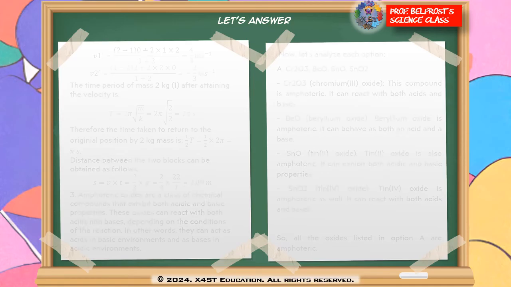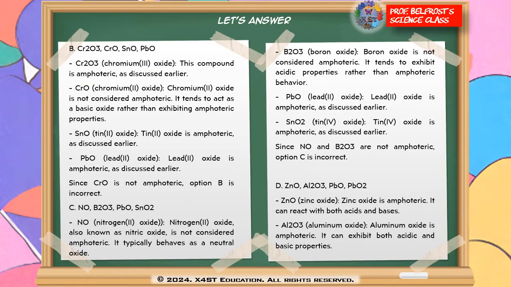How about option B? In option B, we have chromium trioxide. This is amphoteric, as has been discussed in A. How about chromium 2 oxide? Chromium 2 oxide is not amphoteric actually, because it tends to act as a basic oxide rather than amphoteric. How about tin 2 oxide? This is amphoteric. How about lead 2 oxide? This is also amphoteric, as has been shown in A. But as chromium 2 oxide is not amphoteric, option B is not correct.